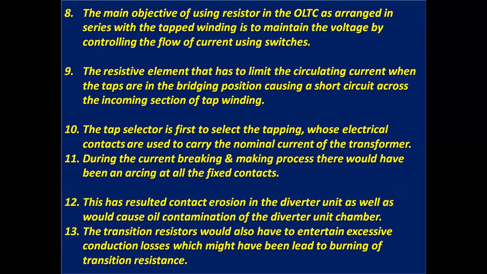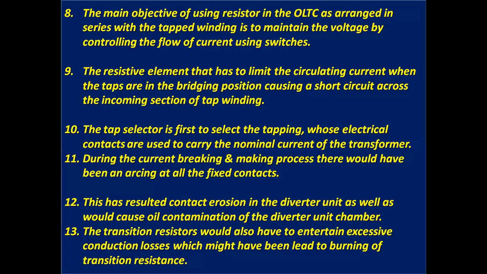The resistive element limits the circulating current when the taps are in the bridging position, causing a short circuit across the incoming section of the tap winding. Number 10, the tap selector is first to select the tapping, whose electrical contacts are used to carry the nominal current of the transformer.